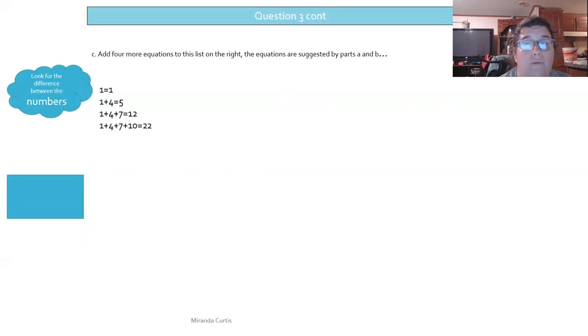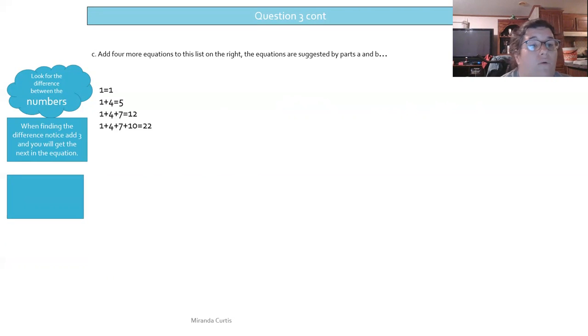1 equals 1. 1 plus 4 equals 5. 1 plus 4 plus 7 equals 12. And then you go 1 plus 4 plus 7 plus 10 equals 22. When you look at that, what is the difference you can see? If you're looking at the difference, 1 plus 4 is 5, right? So that's a 3 difference again.